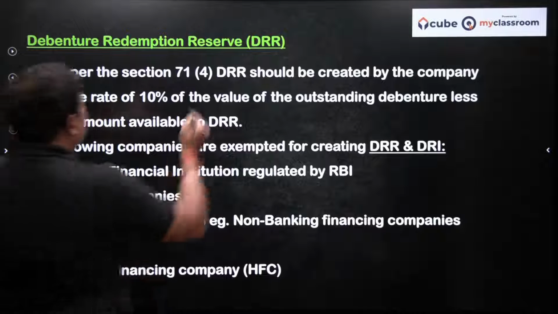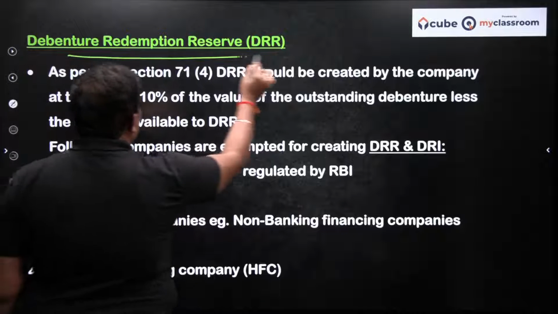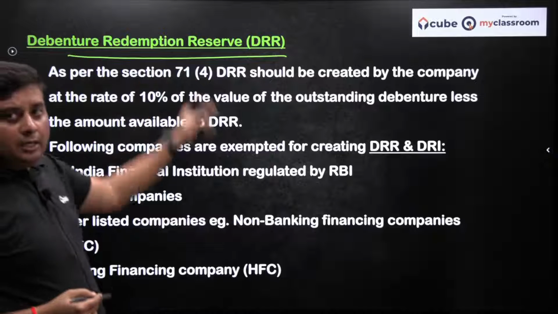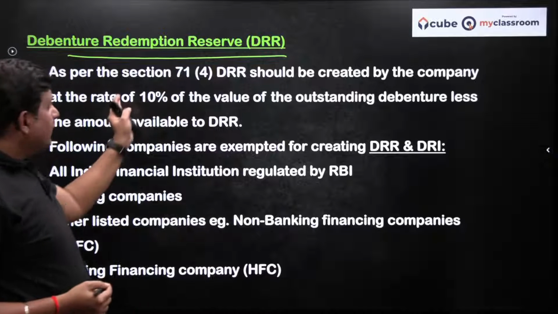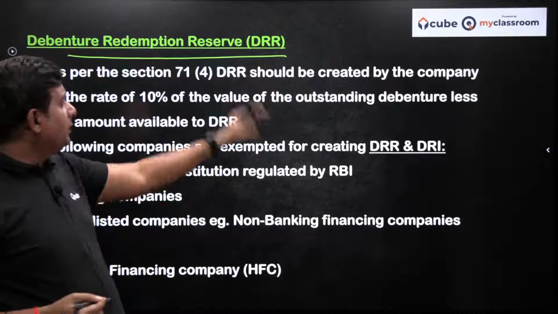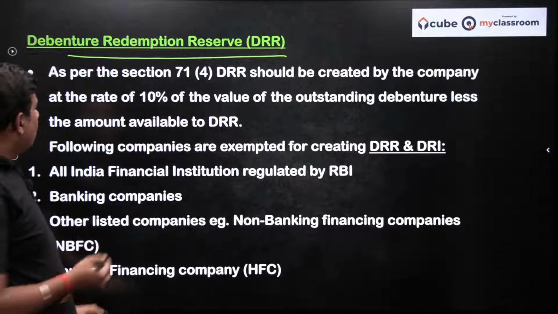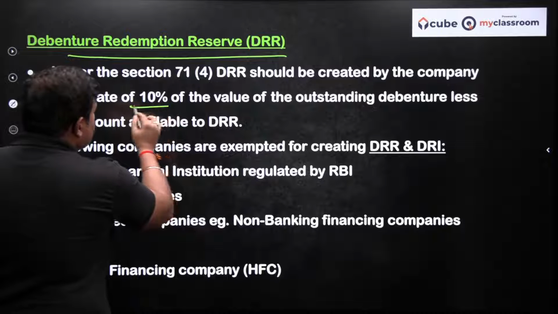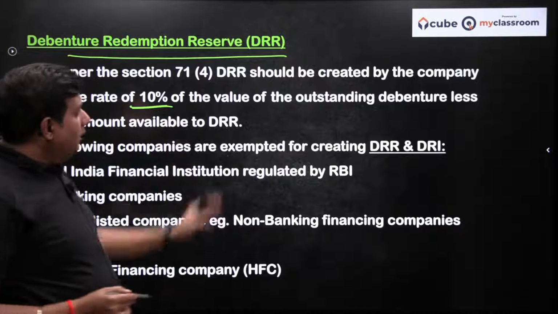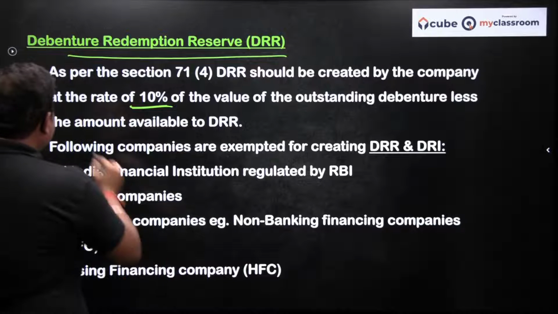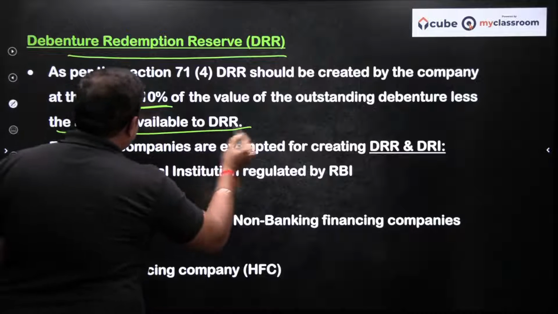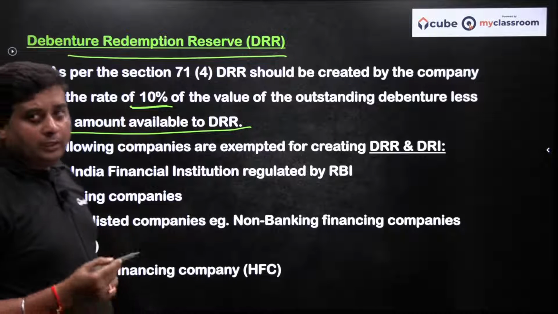Now, this is very important: creation of DRR. What do you mean by the term DRR? As per Section 71, sub-section 4 of the Companies Act, you are required to create 10% of the value of the outstanding debentures, less the amount already available in DRR, which is transferred to DRR.